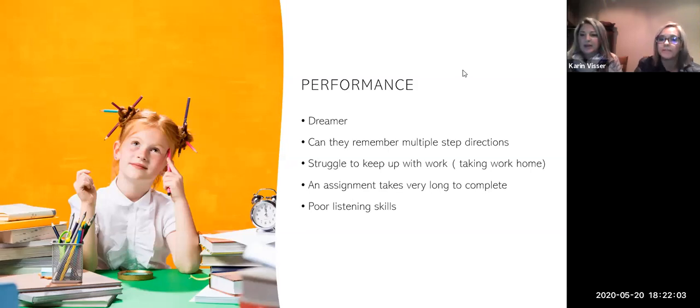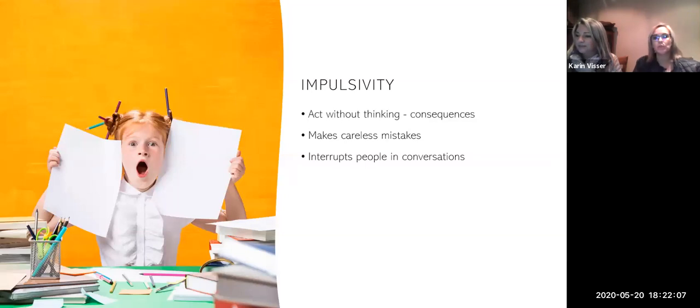All right, so let's look at the next one, which is impulsivity. Now, I don't have to really go into impulsivity too much, but there's always two ways, and that's how I explain it.